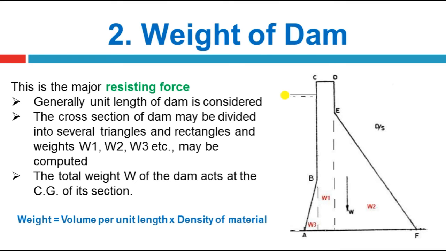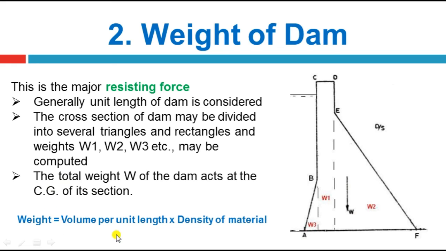Next is the weight of dam. This is the main resisting force. Generally, the unit weight of the dam depends on the materials it is constructed from. The cross section of the dam is generally divided into triangular or rectangular shapes, and the weight acts at its CG, the CG of each shape. We can divide it into three shapes. So we have to calculate the CG at 1 by 3 from its base, because for a triangle the CG is at 1 by 3 from the base.